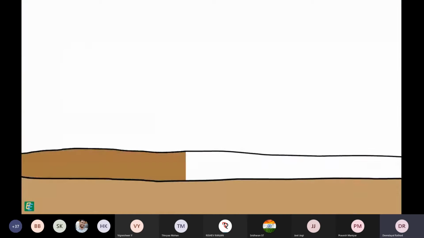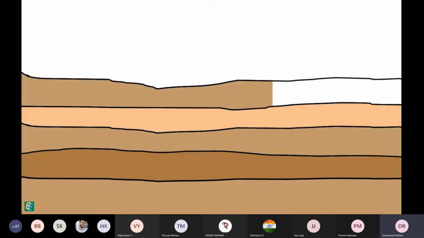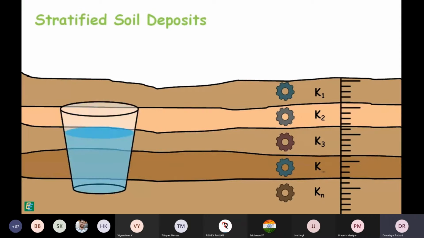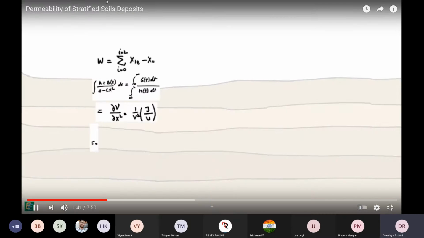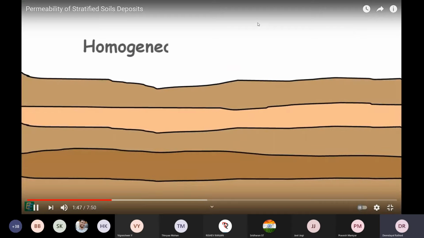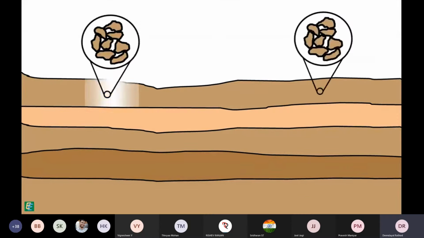Sometimes soil deposits we observe in the field consist of a number of different layers stacked one over the other, and each layer has different engineering properties and permeability. Such soil deposits are called stratified soil deposits. For the measurement of the amount of water percolating through these stratified soil deposits, we calculate the average value of the coefficient of permeability. For calculations and analysis purposes, it is assumed that in stratified soils, each individual layer is homogeneous and isotropic. That means each single layer has similar structure and physical properties in all the directions.